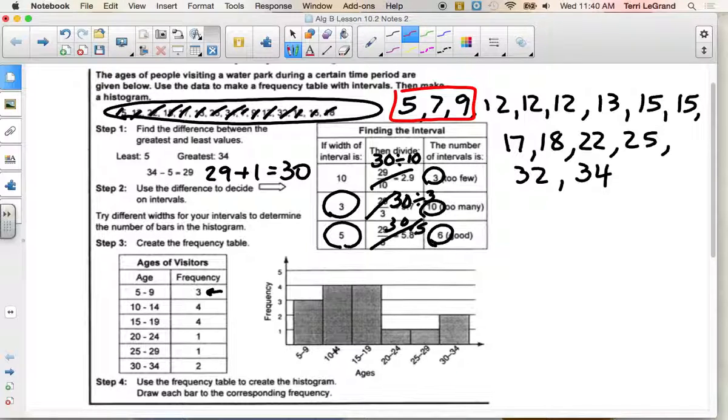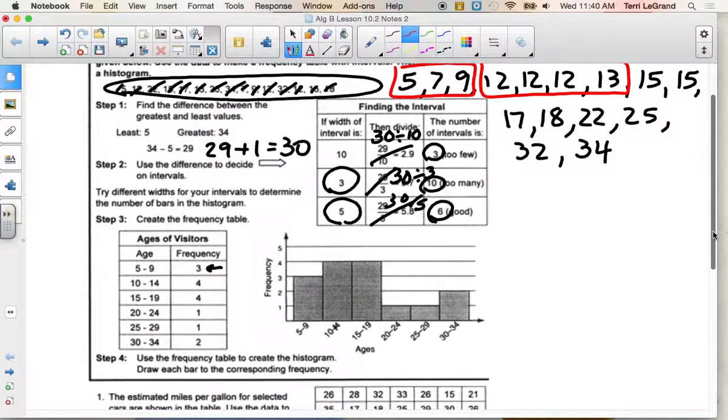Okay, the next interval, 10 to 14. Well, we don't have any 10 or 11-year-olds, but all of these fall in that interval, do they not? Okay, so for that top section where it says 30 divided by 10, how did we get the 30? Oh, I'm sorry, I might have kind of skipped over that.